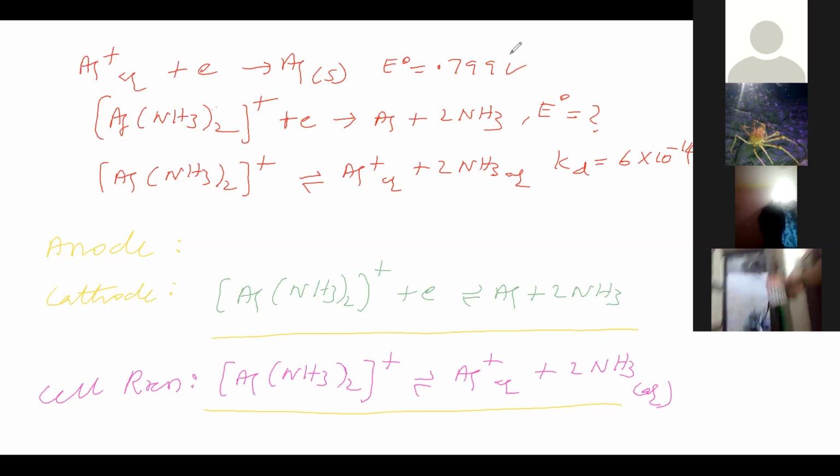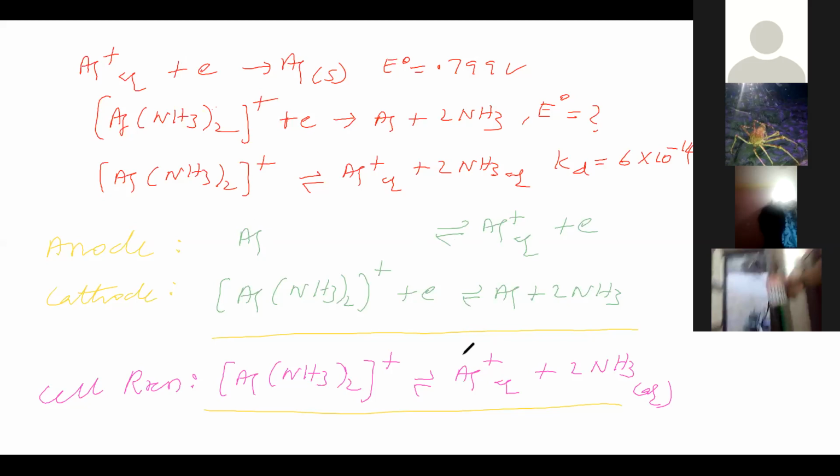Next we see Ag plus aqueous on the right side in the cell reaction, whereas here Ag plus aqueous is on the left side. So what we will do with this half reaction is reverse it. After reversing, it becomes Ag gives Ag plus aqueous plus electron. Now Ag plus aqueous is on the right side here, and here also Ag plus aqueous is on the right side.